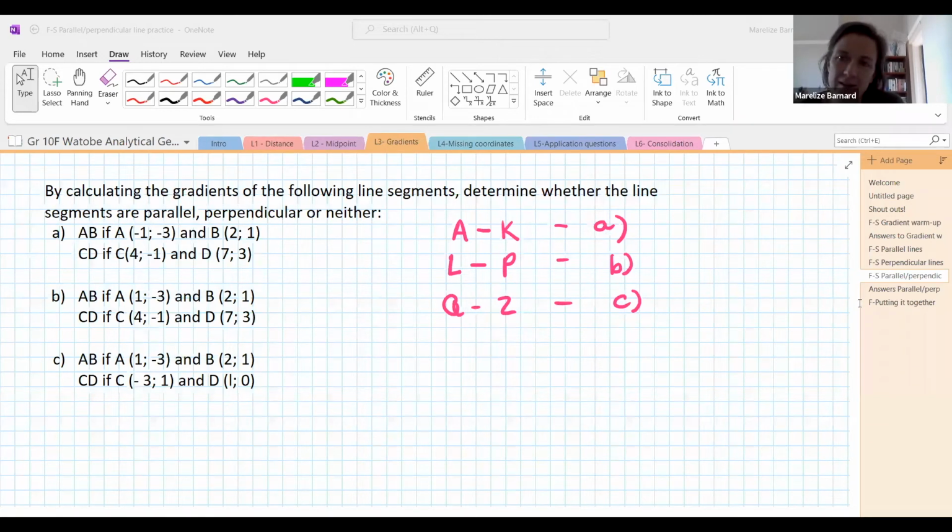Hi, ma'am. So the gradient of AB, I got -4/3, using the formula. And then the gradient of CD, I got 4/3. Okay. Let's see if that was right.